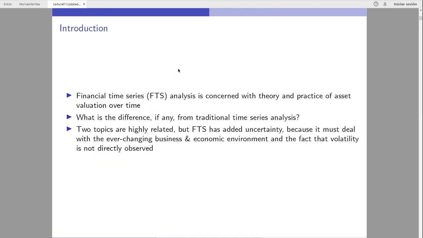Financial time series analysis is concerned mostly with theory and practice of how the value of different assets change over time. There's a fundamental difference between time series analysis and financial time series analysis, and it's related to uncertainty. Due to business being an ever-changing world and the economic environment being pretty unstable and depending on many factors, it means volatility is not something that can be directly observed. It's more of a calculation we have to take into account.